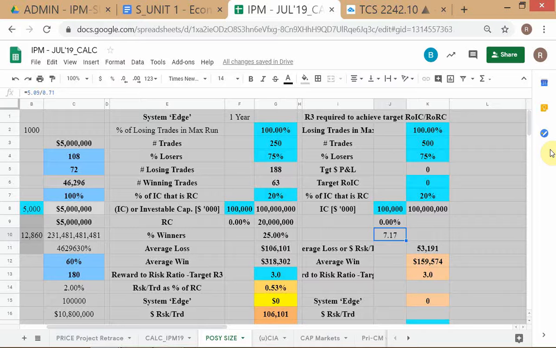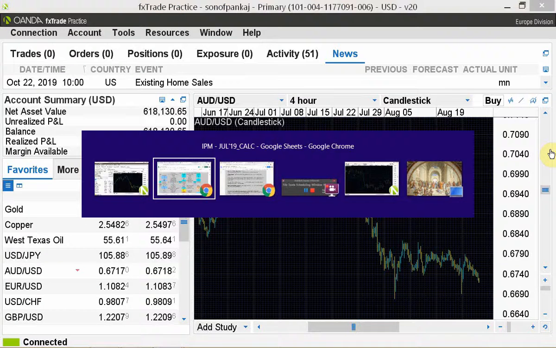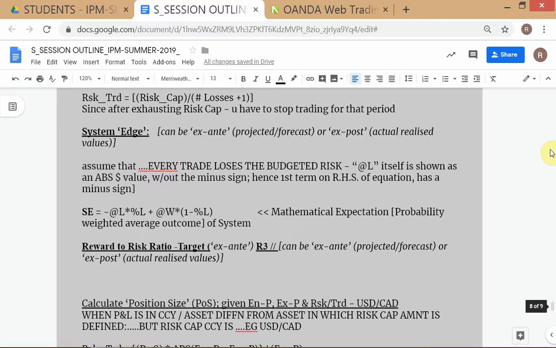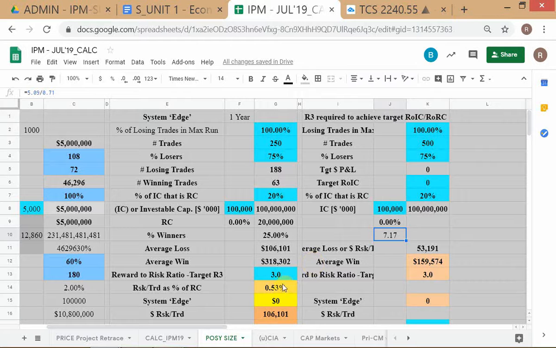then in that case, let's say this is true. In that case, what is your, we are still trying to find out the average win. We know the average loss is equal to the dollar risk per trade. Remember, average loss we said is equal to the dollar risk per trade. Yes or no? We said average loss is equal to dollar risk per trade because we assume that all losing trades will lose the budgeted dollar risk per trade.